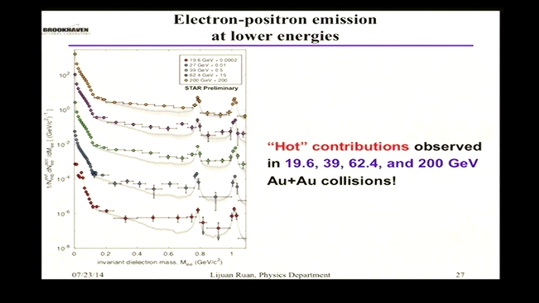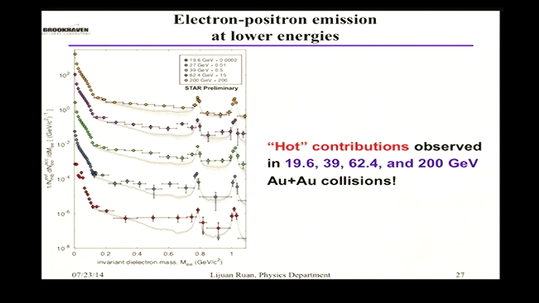And those gray bands, again, are those contributions from cold and dilute empty space. So if I compare data points to the curve, you always find that the data is above the curve. That means there are hot contributions all the way down to 19.6 GeV. And how does it look?